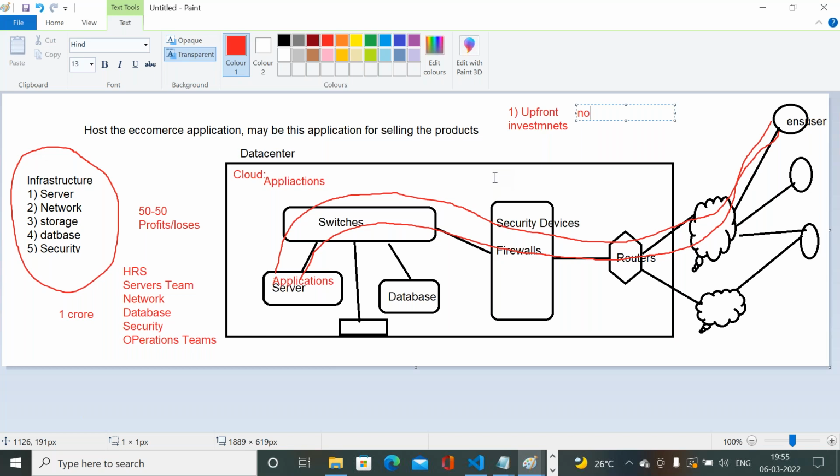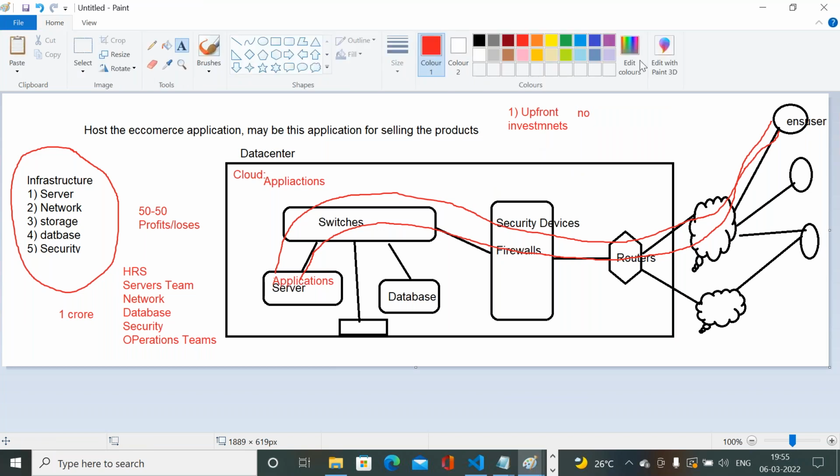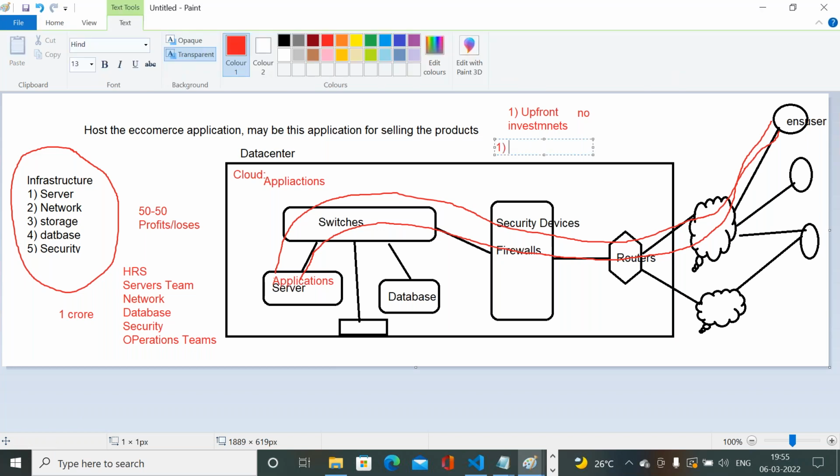Okay, so can you repeat the last statement? What did you say? Upfront investments. Can you repeat this? Sure, definitely. I think the connection is bad. So there are no upfront investments, right.